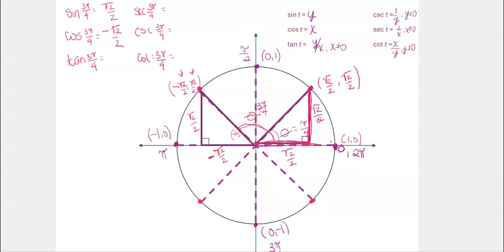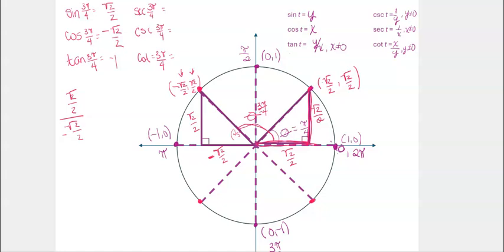And then the tangent of 3 pi over 4 is going to be the y value, which is the square root of 2 over 2, divided by the negative square root of 2 over 2, because it's y divided by x, which reduces to negative 1. And then we just take the reciprocals. The secant is going to be 1 over y, or 1 over the square root of 2 over 2.